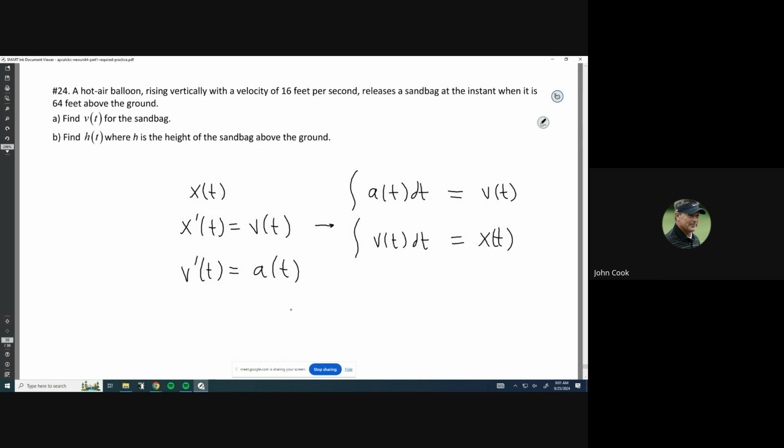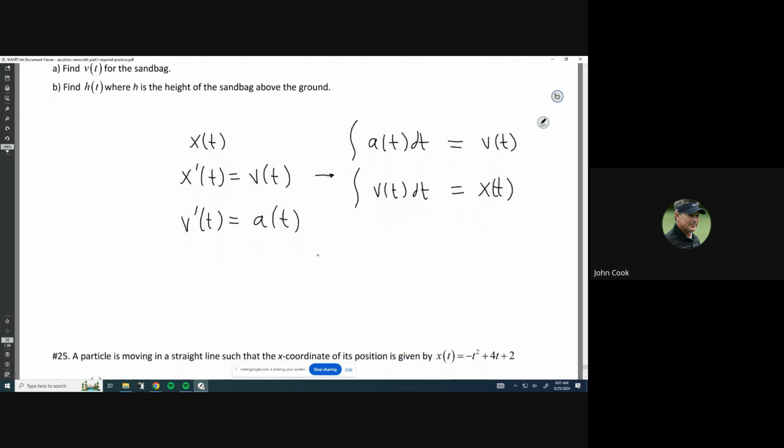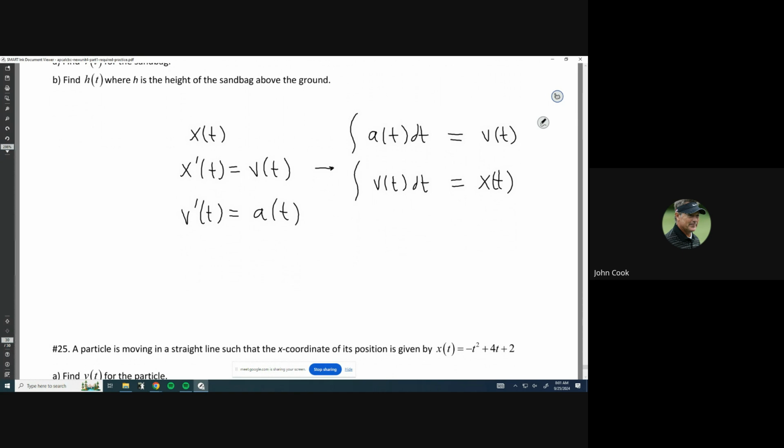Some other things to note while we're talking about position are the following. If I want to find displacement, that's a special phrase, it's basically how far you've gone from your initial point to your ending point. Displacement has to do with f of x. If I want to find where I am from point A to point B, it's just the difference in the position. So that's the integral from A to B of your velocity function.